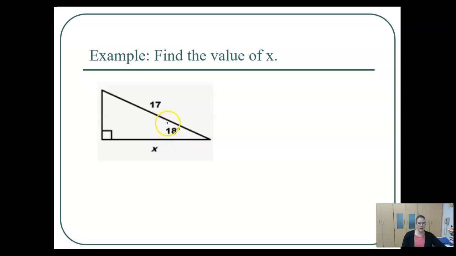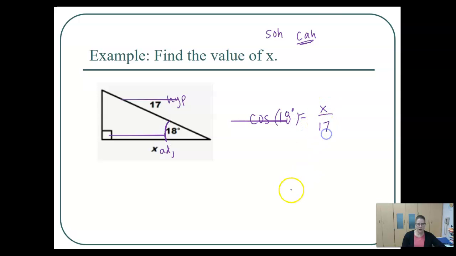So again, here's my reference angle because that's the one I'm given. This is the adjacent side to that angle, and this is the hypotenuse. So adjacent and hypotenuse, remember sine is opposite over hypotenuse. Cosine is adjacent over hypotenuse, so that's the one we want because it has those two sides that I need. So cosine of 18 equals x, the adjacent side, over the hypotenuse.